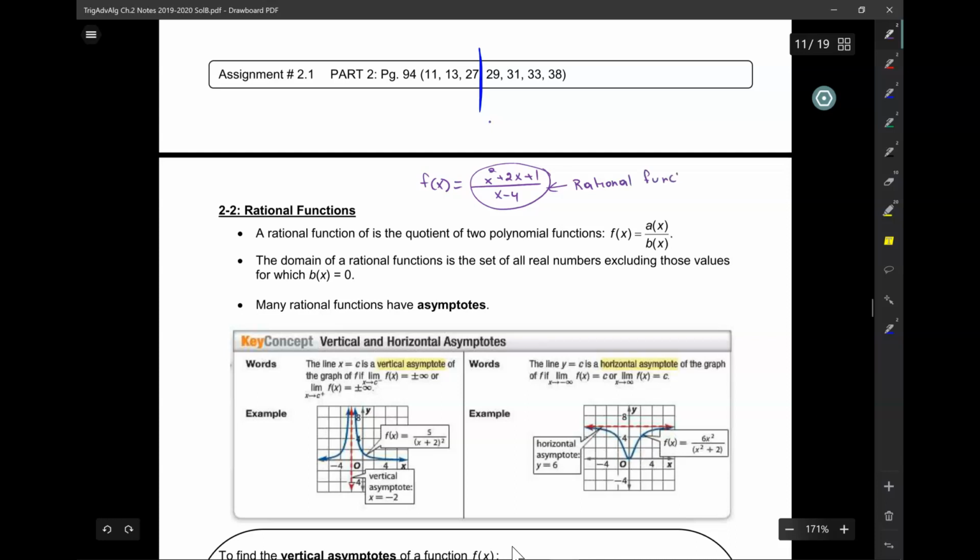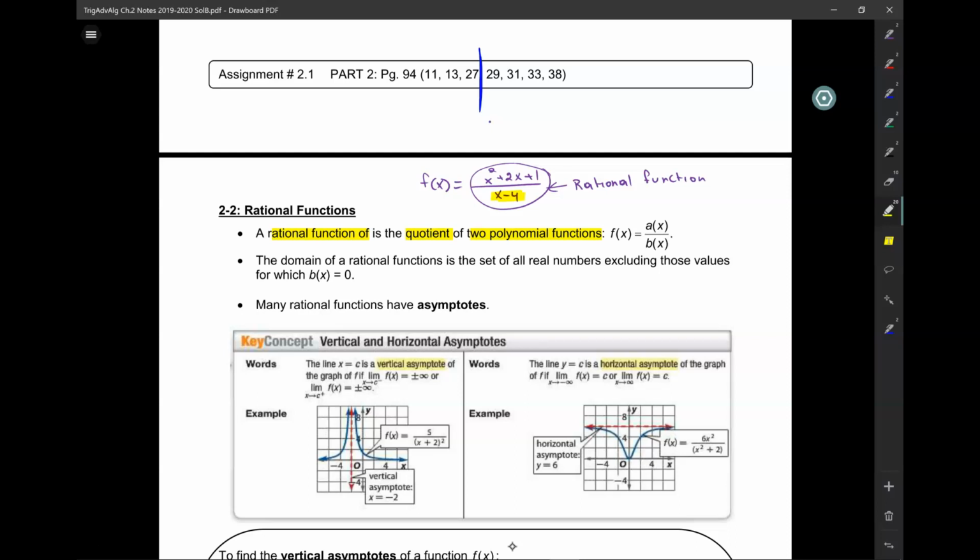So the way it's defined is, because it's two polynomial functions divided by each other, we say a rational function is the quotient of two polynomial functions. Now, if you have a function in the numerator and a function in the denominator, you're again going to run into this problem of possibly the denominator being 0. So that's what we have to watch out for.